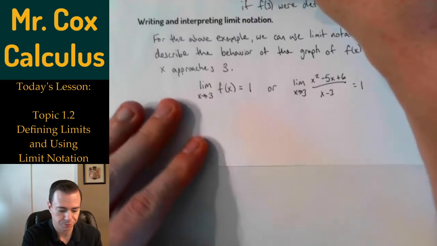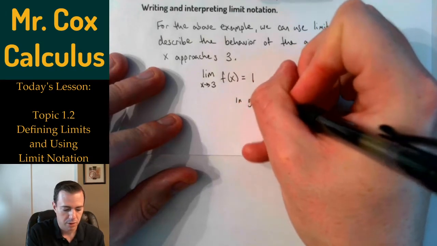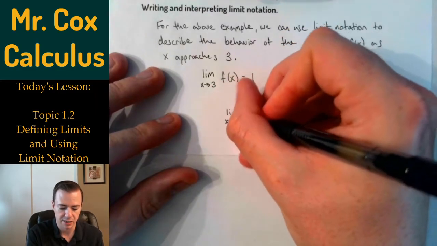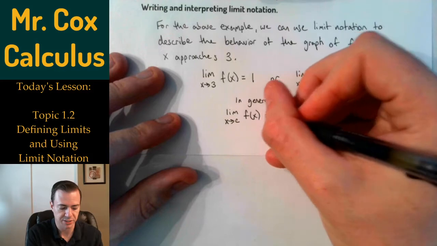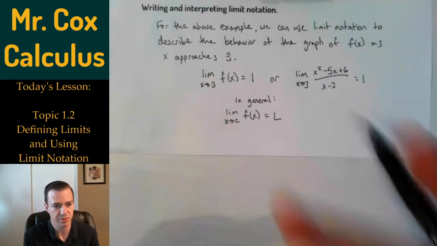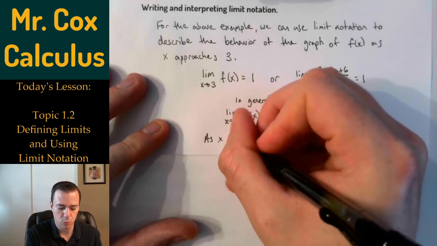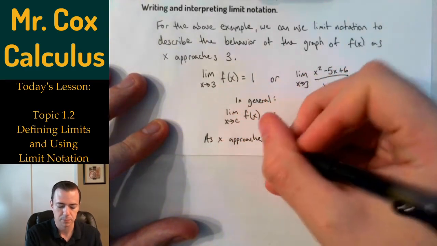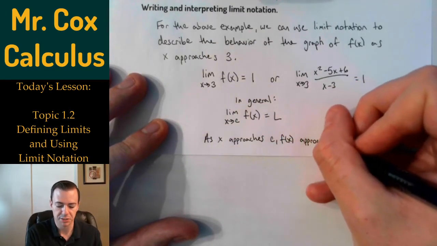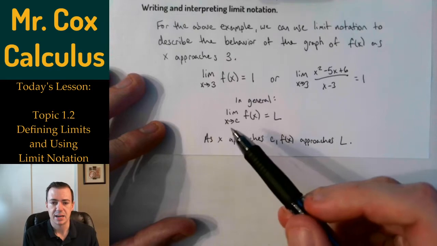In general, you'll see this as the notation here. In general, you will see the limit as x approaches c of my function f of x is equal to capital L. And this literally translates. So if you see this in the future, which you will, that literally translates into as x approaches c, f of x approaches the value L.